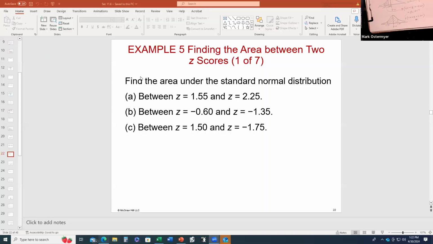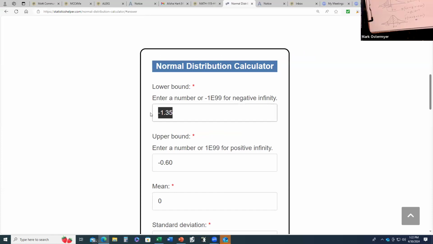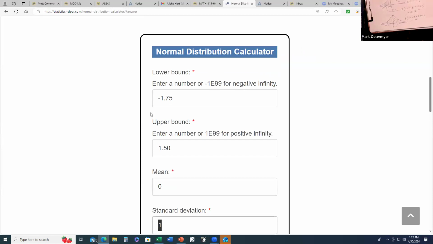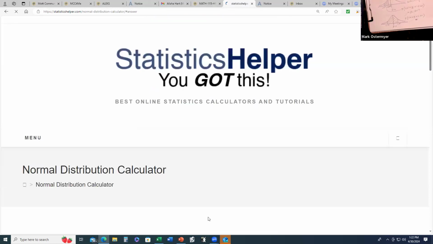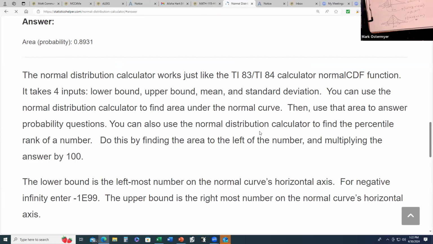So we take this to the calculator. The lower endpoint is negative 1.75. The upper endpoint is 1.50. The mean is still 0 and the standard deviation is still 1, since it's still our standard normal probability distribution. Click on calculate and boom, you have the area. The area between those two Z values is 0.8931.